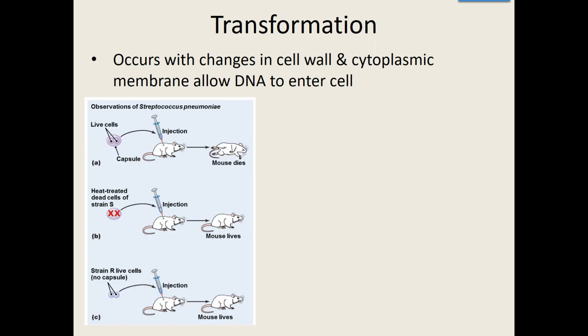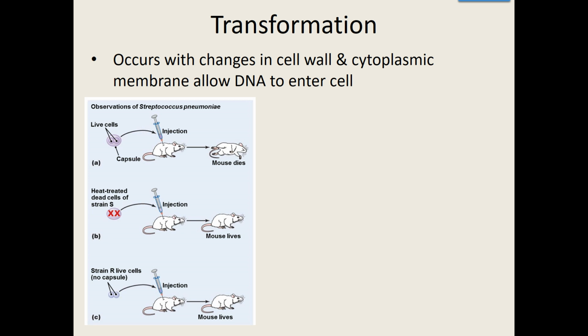So not all cells can do this. It's pretty rare, but some bacteria are more prone to it than others. And it's that the DNA can actually leave one cell. It can go through the cell wall, it can go through the cell membrane, and go from one bacteria cell to another one. Now, one of the bacteria that can do this, and Frederick Griffith was the one that discovered this in the early 1900s, was Streptococcus pneumoniae.